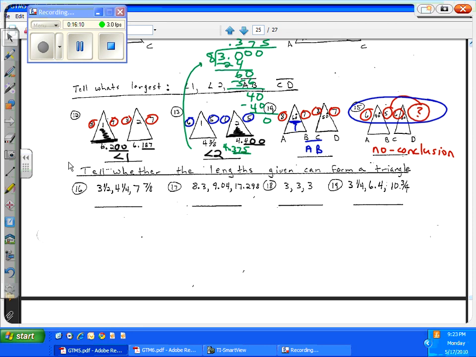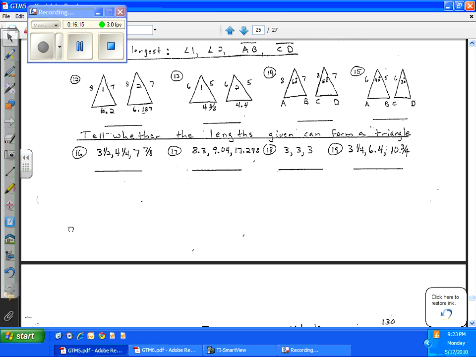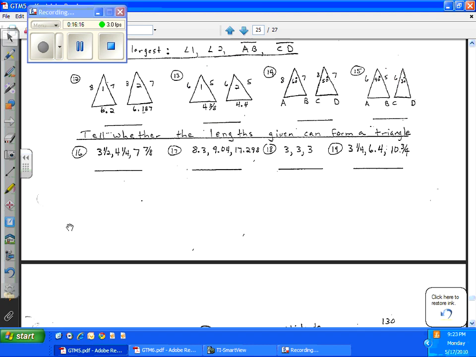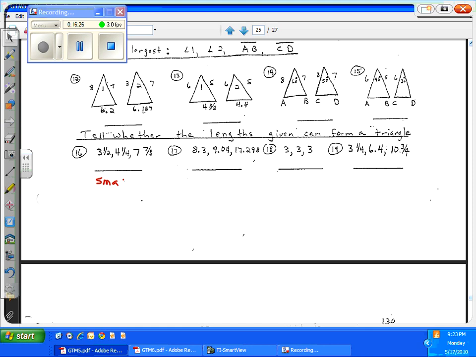All right. 16 through 19 says, tell whether the lengths can form a triangle. Now, to be a triangle, the sum of the smaller two must be greater than the largest. So what we're going to do is check it out like this. Small plus small must be greater than large to be a triangle. So we're going to check out small plus small, 3 and 1/2 plus 4 and 1/4, and we're going to compare that to 7 and 7/8.